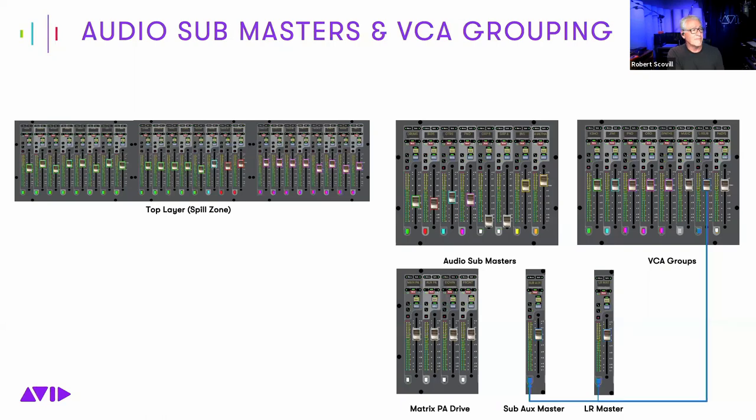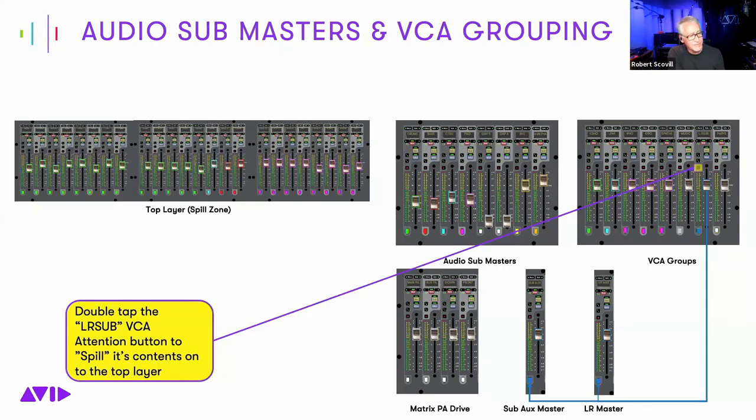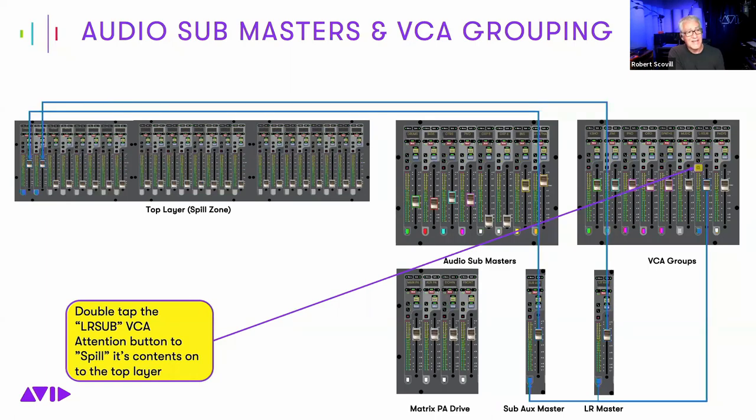Now, we have a master that is controlling your left-right mix plus your subwoofer drive, excuse me. But all of the same principles still apply there, right? So in this situation, I'm going to spill that VCA if I want to drill down and get to it. And guess what's going to come to the top layer? That aux and the left-right master right next to it, right?